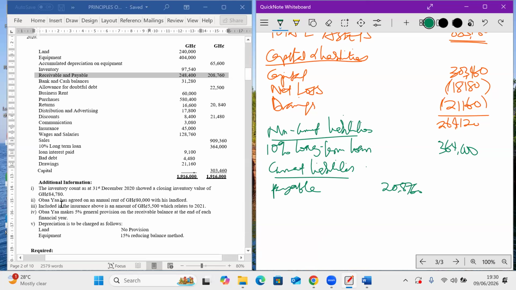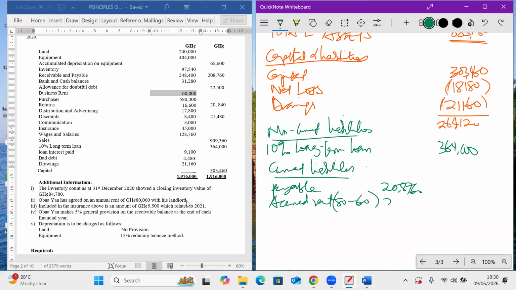Are you following? Our buyer has agreed an annual rent of 80,000 with his landlord, and our buyer pays 60,000. So how much had our buyer left to pay? 20,000. So that you say accrued rent. She's owing the rent, or rent owing. 80,000 minus 60,000. She owes 20,000. She hasn't paid.